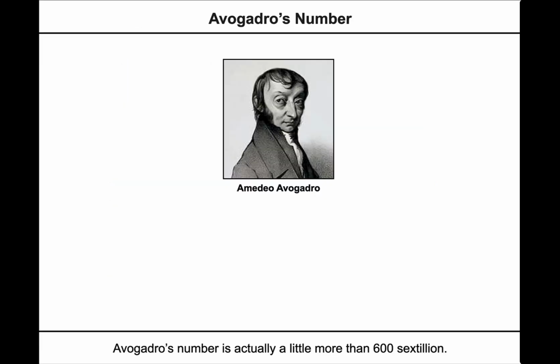So by now you've heard me say this number, 600 sextillion, many times. This is called the mole. It's also called Avogadro's number. It's the same thing. Here's our portrait of Amedeo Avogadro. That's his portrait right there.